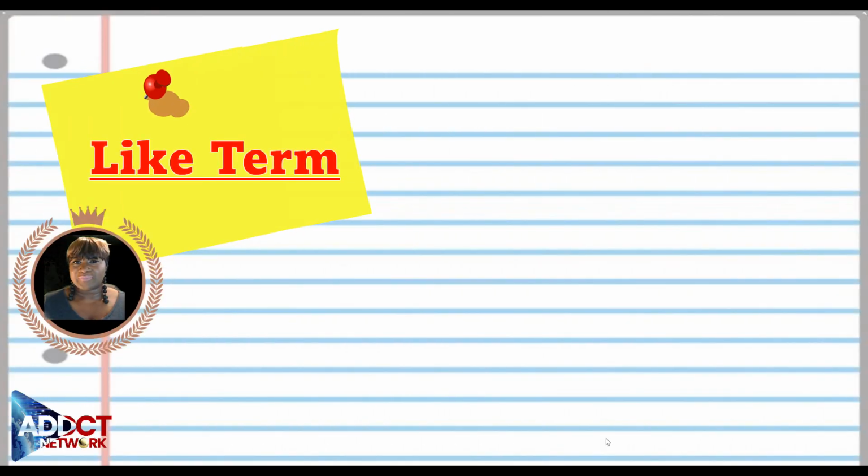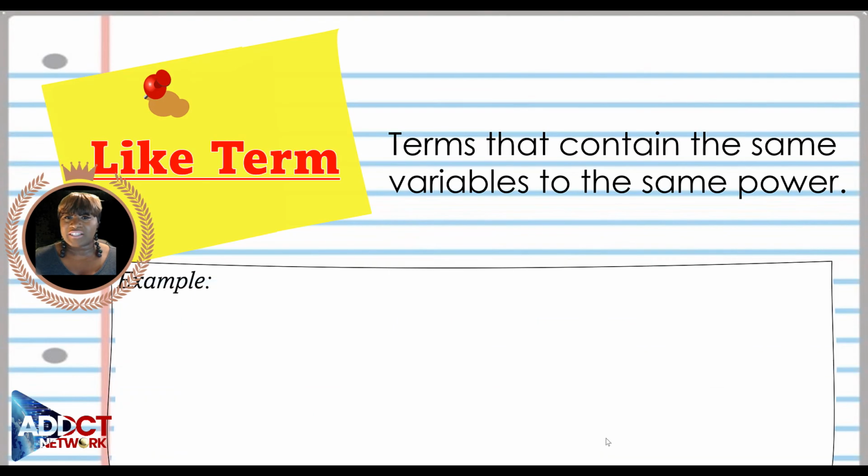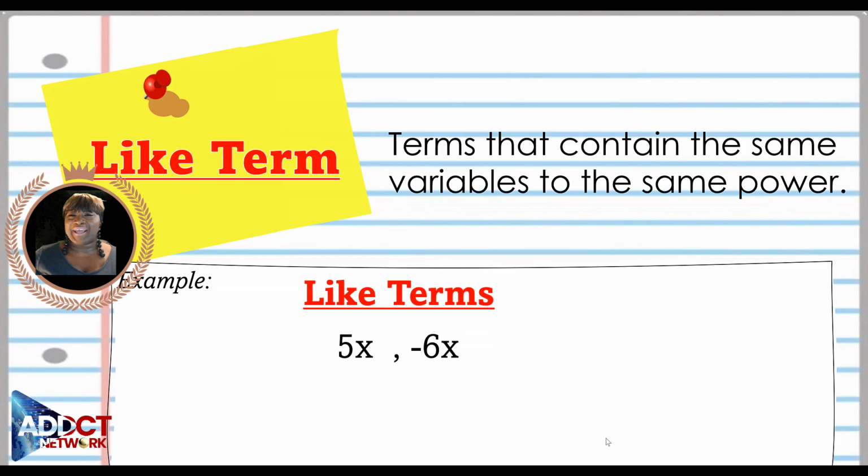Like terms. Like terms are terms that contain the same variable to the same power. For example, the like terms in this example are 5x and -6x. Both of these terms are considered like terms because they both have the letter x. In this example, -6x squared and 5x squared. Both of these are like terms because they both have the same variable that is raised to the same power.